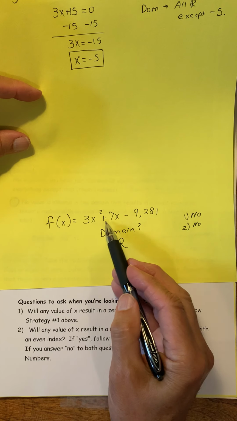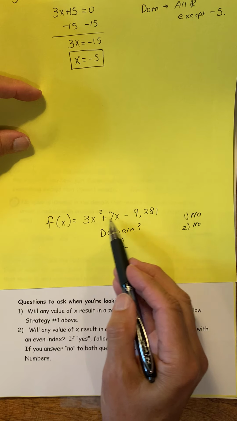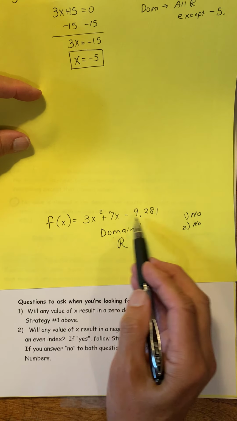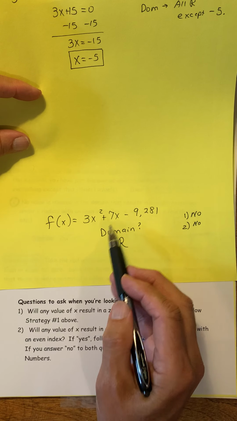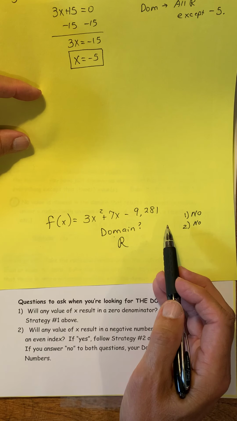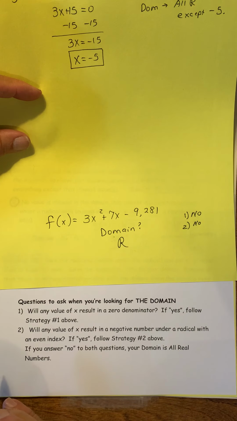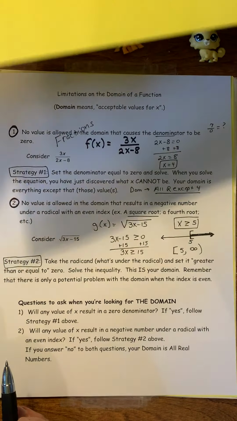In fact, anytime you have a polynomial, the domain will be all real numbers. Why? Because there's no denominator and there's no radical. So if there's no denominator and no radical, there's no problem. Your domain, all real numbers.